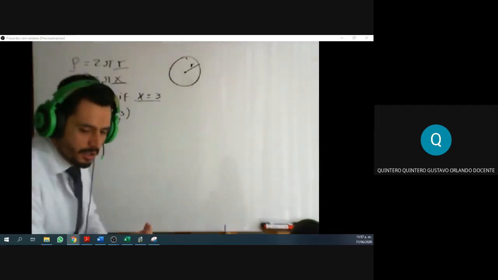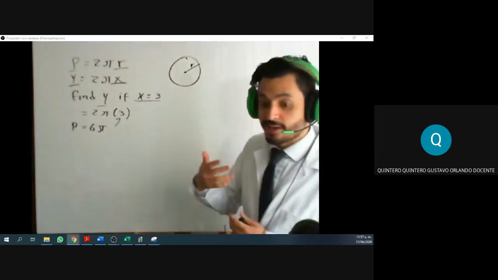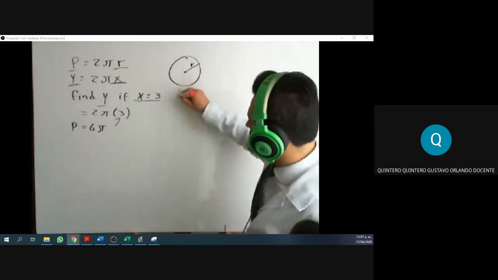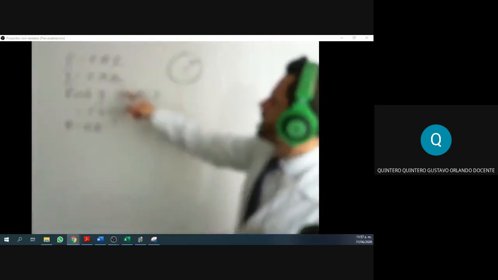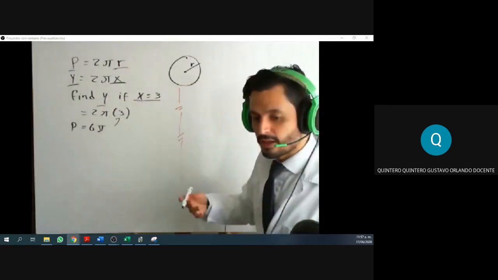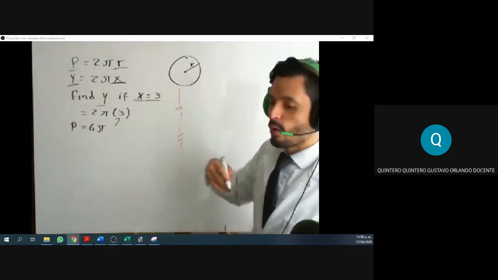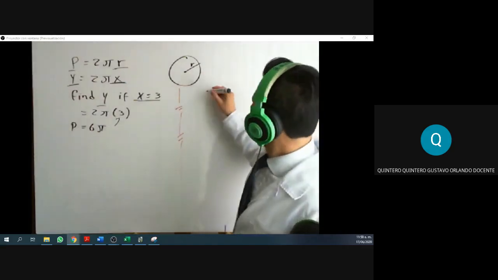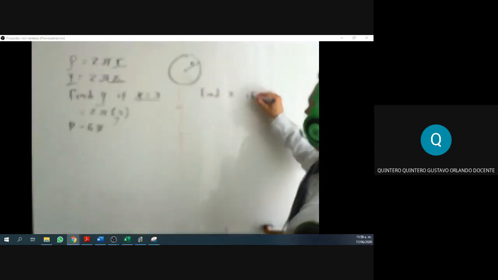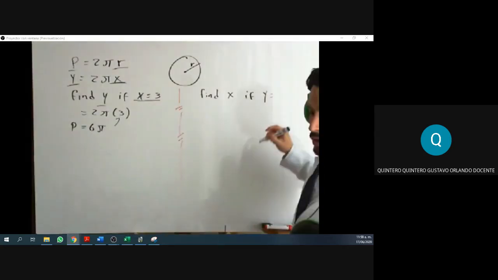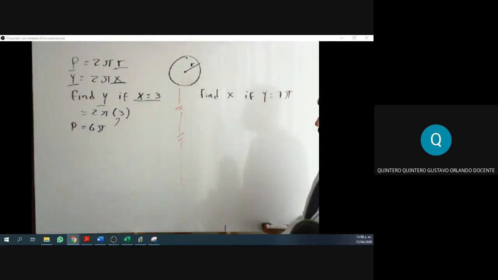An inverse function means going backwards. We don't use the formula or the function as usual. In the exact same example, I am not going to give you the value of x, I am going to give you the value of y. So we know the perimeter, the y. Let's say I want to find x, the radius, if the perimeter y equals, let's say, 7 pi, right?